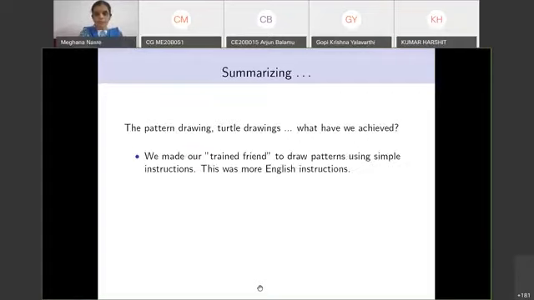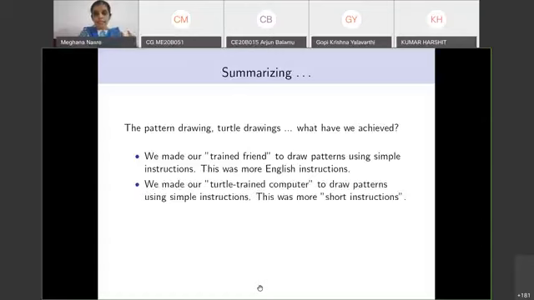So to summarize, what have we done? In the first part of the class, we asked our trained friend. In fact, we did not even have to give any training to our friend Vidushi because we all understand the same language. When we asked her to draw an asterisk, she did draw it. So she is in fact a trained friend. These were English instructions and therefore the training was minimal. Then our turtle trained computer drew a polygon, in fact a square, and these were also short instructions. It has been abstracted out to let us give it nice instructions and do something on the screen.